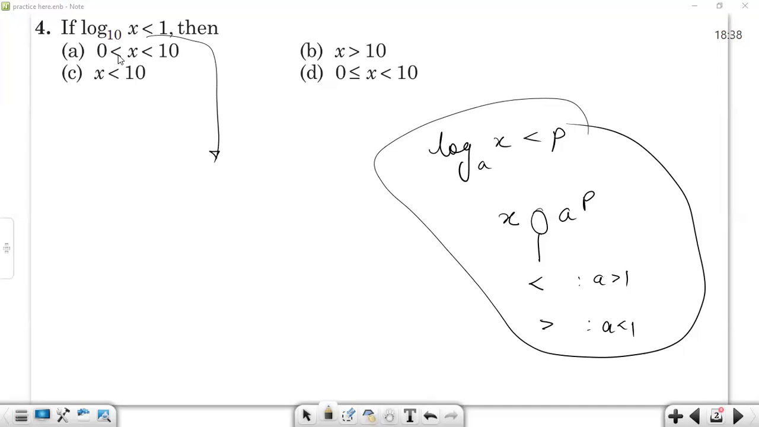Yes, option C is partially correct because x is going to be, let me write it here, x less than 10 raised to power 1, and the inequality will also remain the same because the base is more than 1. So x is less than 10.